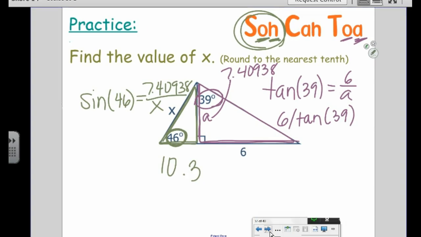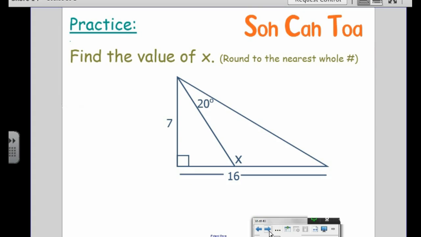Okay, weird things happening with the cameras right now. Last problem of the day. Last problem.